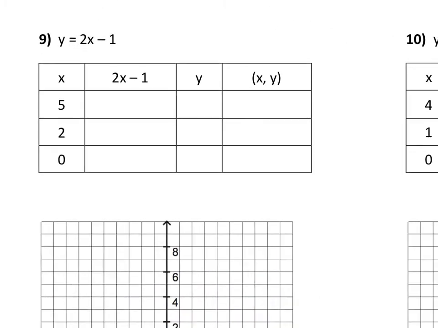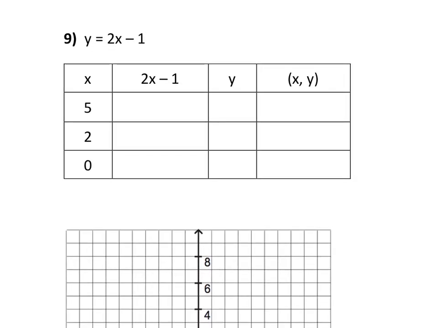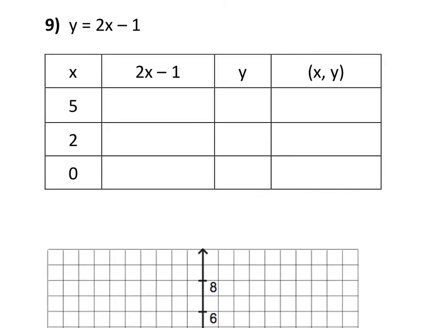Pretty straightforward, but we'll go ahead and do number 9 together. So number 9 says that I'm going to replace the x with 5. That means I'm multiplying. 2 times 5 is 10, and 10 minus 1 is 9. So my first coordinate is 5, 9.